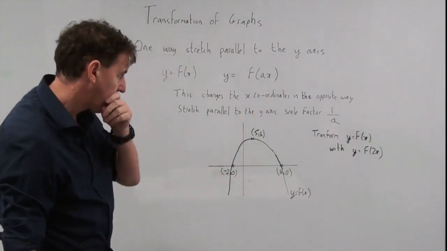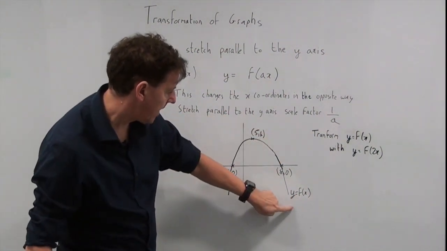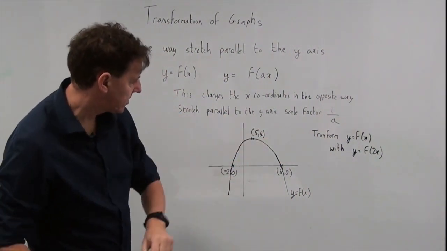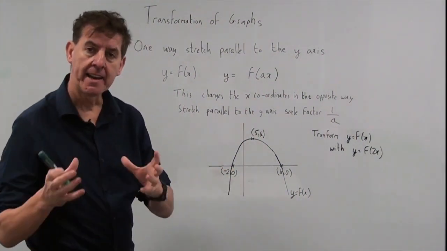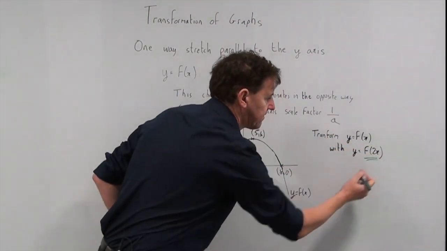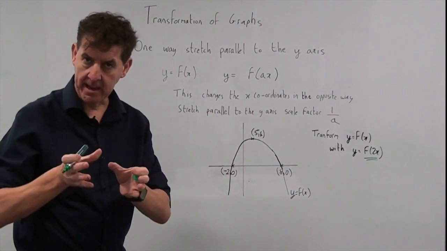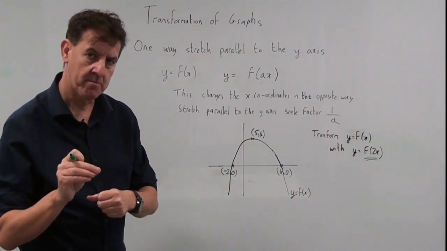Okay, so let's have a look. We're going to transform this original graph. So we've got 3 coordinates to look at. The coordinates we've got are (-2, 0), (5, 4), and (8, 0). And we're asked to draw the graph of this transformation, f(2x). Notice the 2 is inside the bracket.